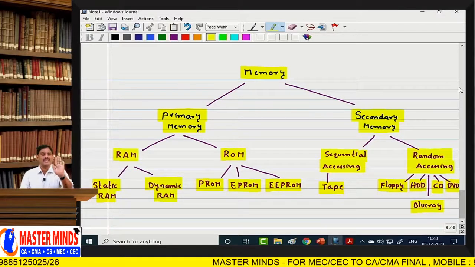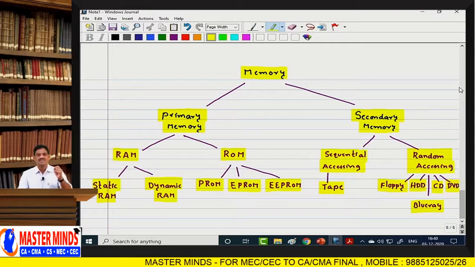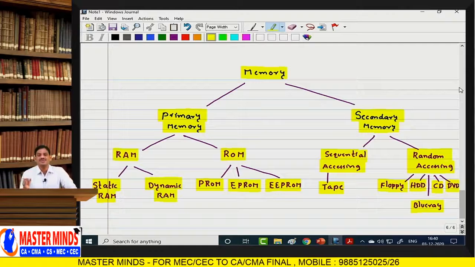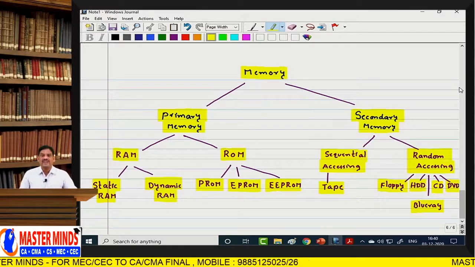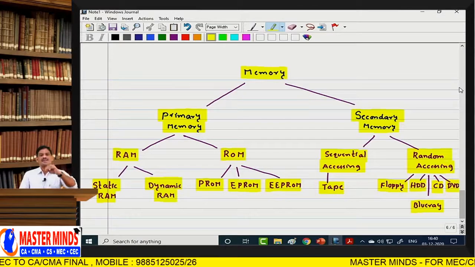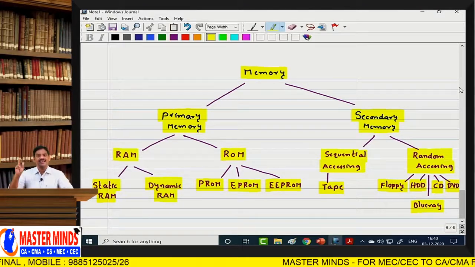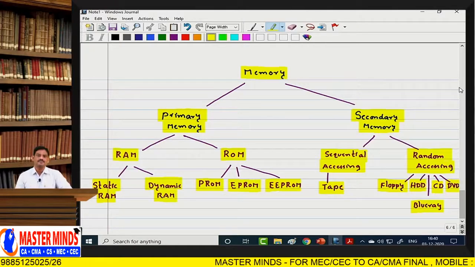Content may be written onto or read from the random access memory, but the major consideration is that RAM is totally volatile memory. What is volatile? Temporary in nature. If any power failure occurs, or if you switch off the computer, the entire content is going to be lost. Whereas secondary memory is not volatile; it is a permanent, non-volatile memory.